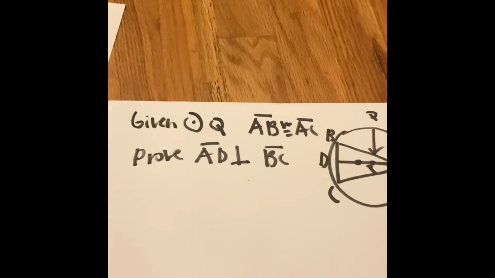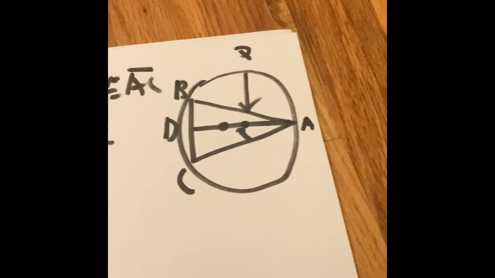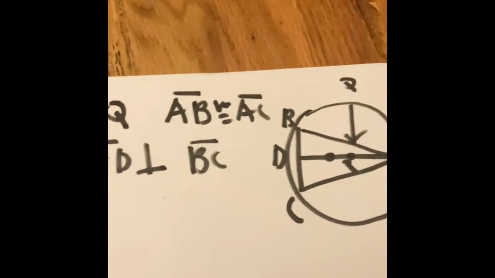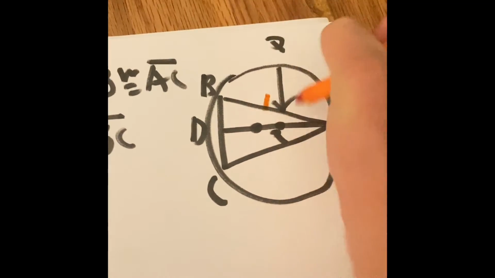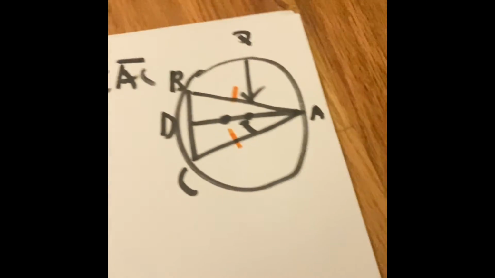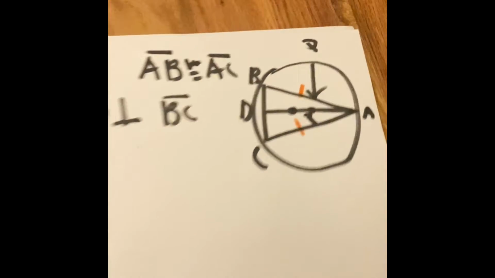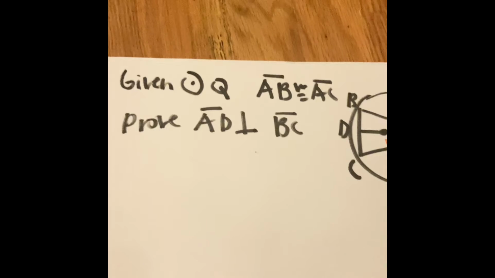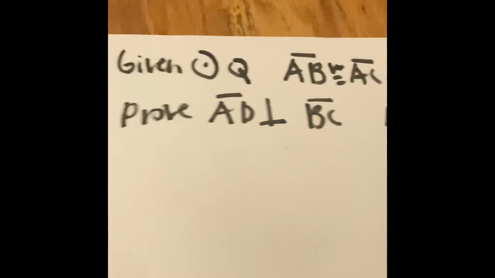So given circle Q, we have a circle. We could say that AB is congruent to AC. So AB and CA are now congruent. We could also say, wait, there are no more givens. We have to prove that AD is perpendicular to BC.